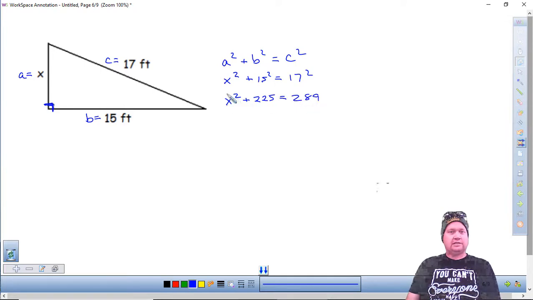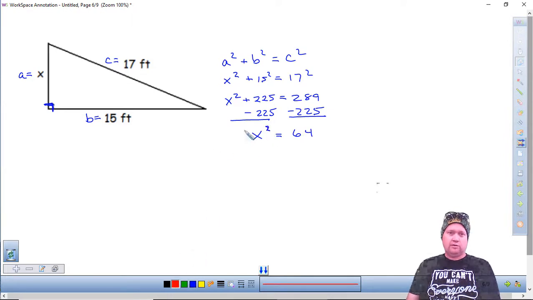Now, before we take the square root and actually find out what x is, we have to get x squared isolated. So I'm going to go ahead and take away 225 on both sides. Make sure you show your steps. Make sure we write our numbers clean. X squared in this case is equal to, and subtract those two. If you want to use a calculator, you can. It's 64.